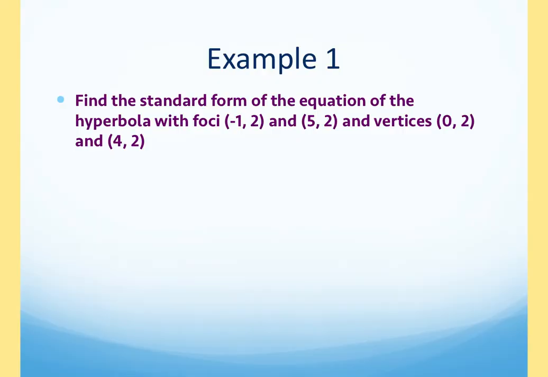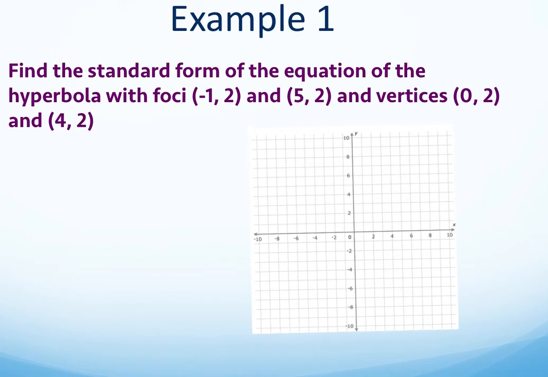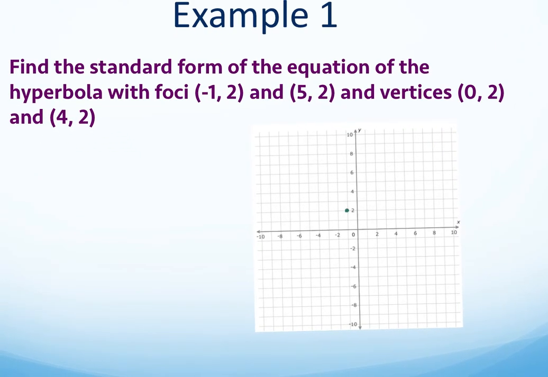All right, so this one says, find the standard form of the equation of the hyperbola with foci negative 1, 2, and 5, 2, and vertices 0, 2, and 4, 2. Okay, so I'm going to pull in a graph. Again, I will give you scrap paper that is a graph paper this time. I'm going to plot those coordinate points, negative 1, 2, and 5, 2. And those are foci.